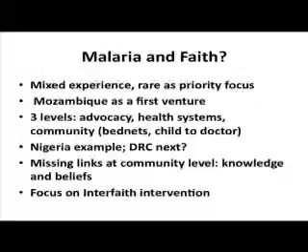But there are basically three levels of action. The first is advocacy, and that's the Nets for Life. Churches have campaigns. You can buy a net and make sure that it'll go somewhere. So the whole advocacy. The second is through the health systems, and the third is the community.